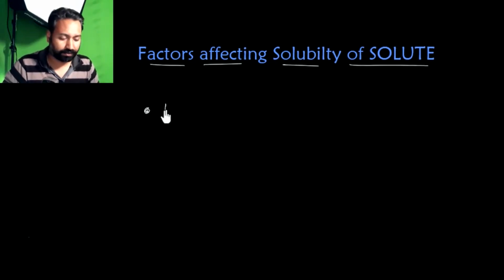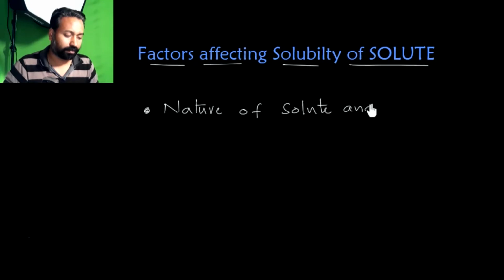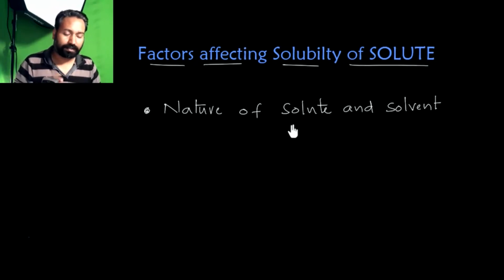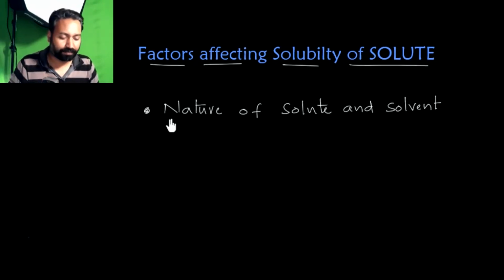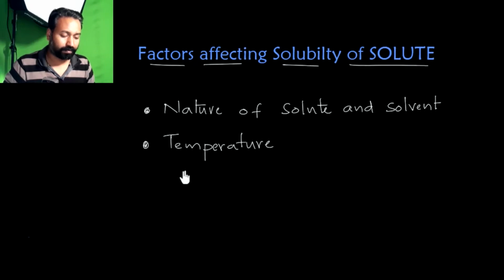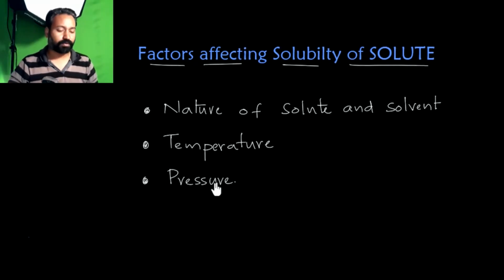The first factor is nature of solute and solvent. This is important, students. Why is it important? Because the nature of solutes and solvents is different. What is the meaning of nature? We'll discuss that later. Another factor that affects the solubility of solute, particularly solid solute, is temperature. And the third one is pressure. These three things we're going to discuss one by one.